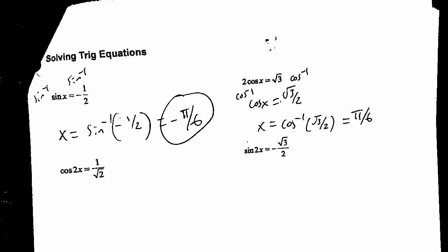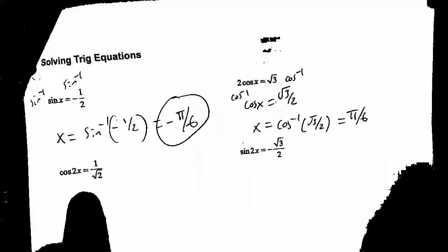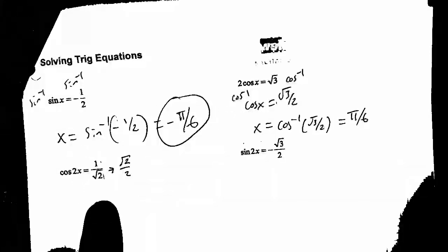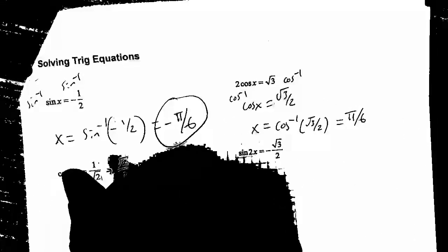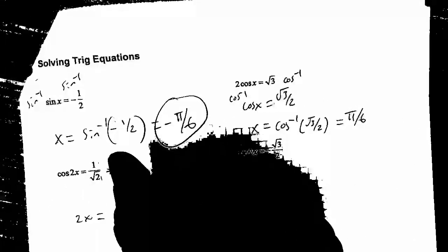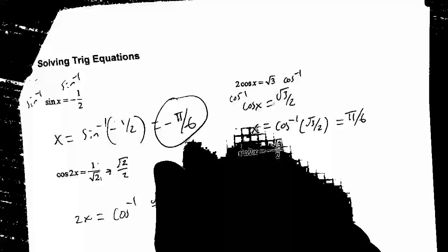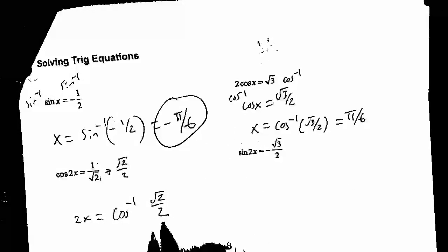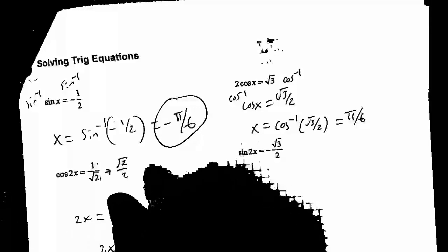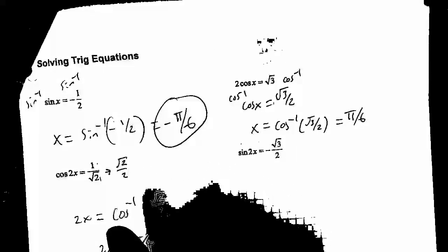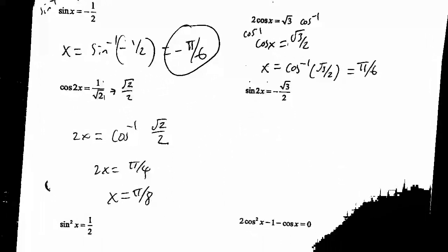This one's a bit similar. You would take the inverse of both sides. This is just root 2 over 2. I just want to make sure that's clear. This is root 2 over 2. You multiply top and bottom by root 2, and so you get the same thing. You get 2x equals inverse cosine of root 2 over 2. That's pi over 4. So that means that 2x equals pi over 4, or x equals pi over 8. Okay?